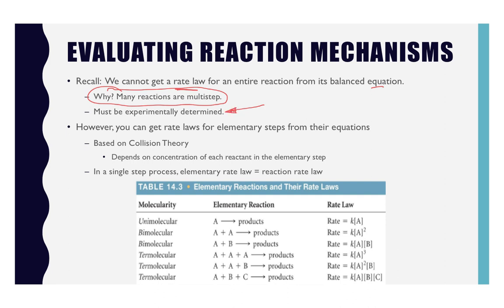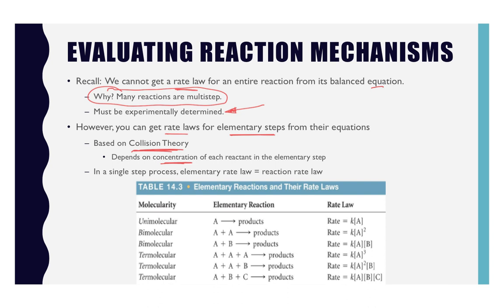You have to go through and figure out, using experimental rate data, is this first order, is this second order, is it zeroth order? However, you can get rate laws for the elementary steps from their equations. So for example, if you know the elementary steps that come together to make an overall reaction happen, you can use the equation of those particular steps to figure out a rate law. This is based on collision theory, and it just depends on the concentration of each reactant in the elementary step. So in a single-step process, the elementary rate law is the reaction rate law.